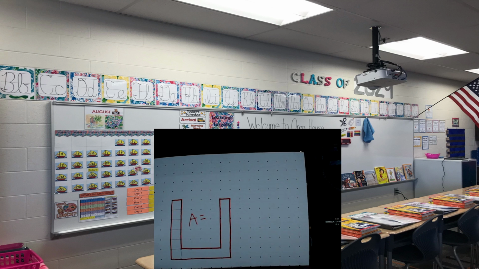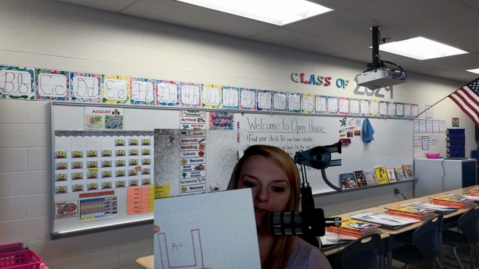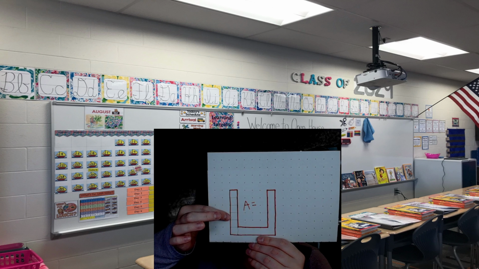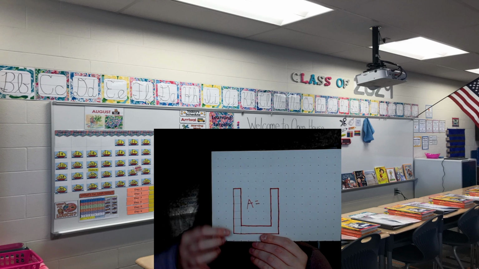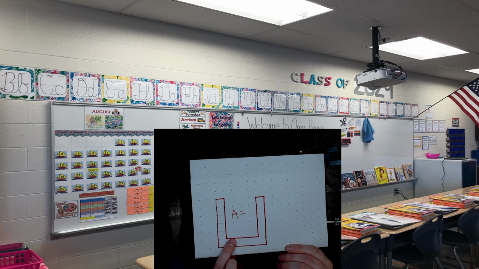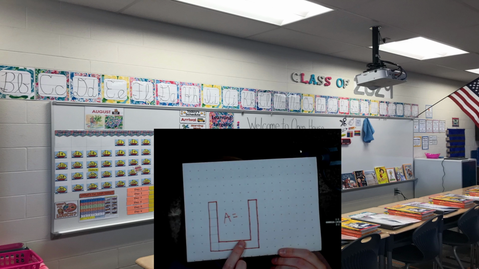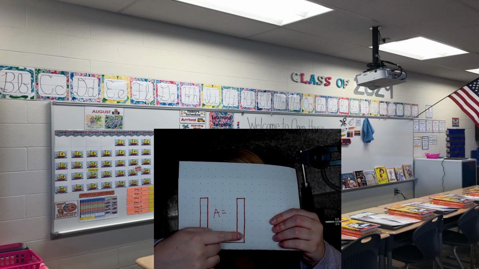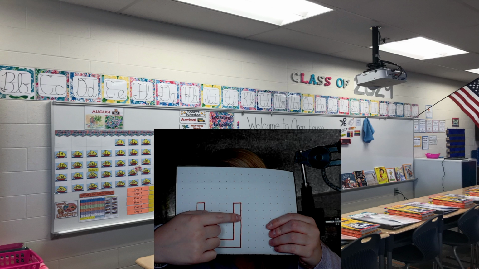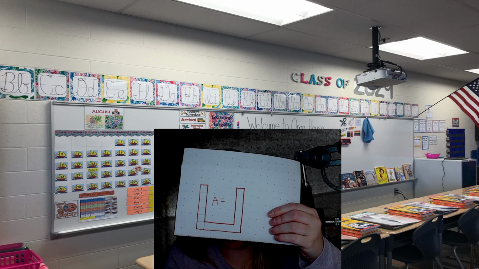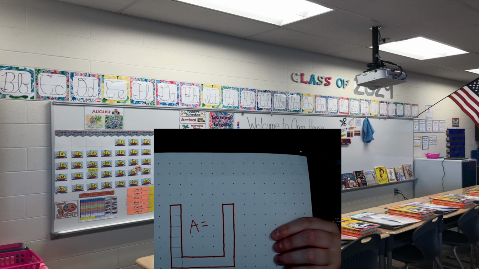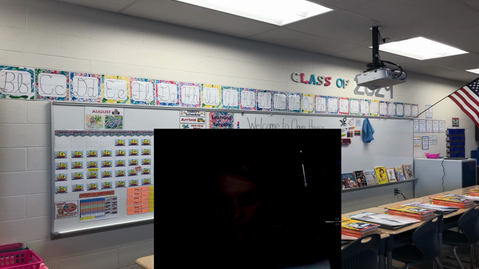If you need some more time, go ahead and pause here. We're going to count these out. All right, 1, 2, 3, 4, 5, 6. I already counted this one. 7, 8, 9, 10, 11, 12, 13, 14, 15, 16. The area of this would be 16 square units.